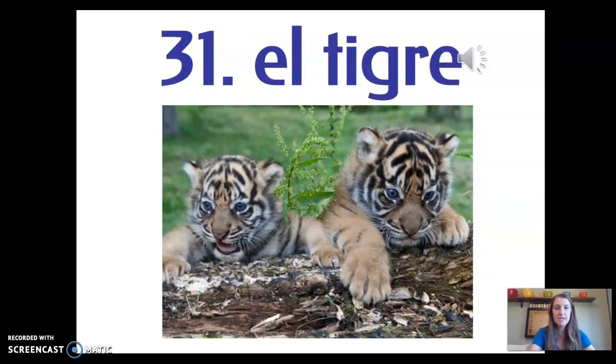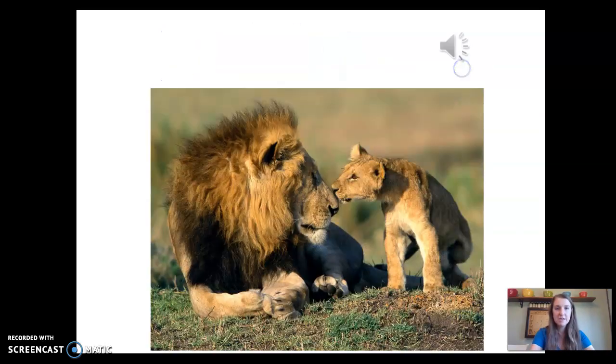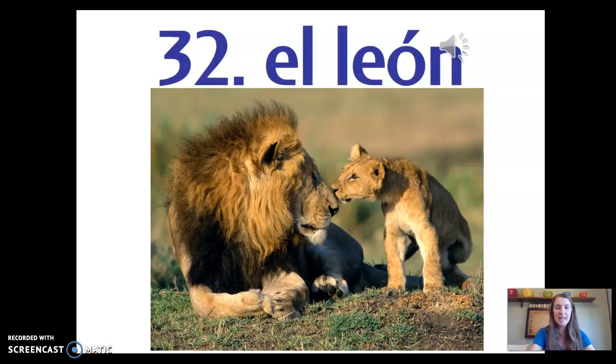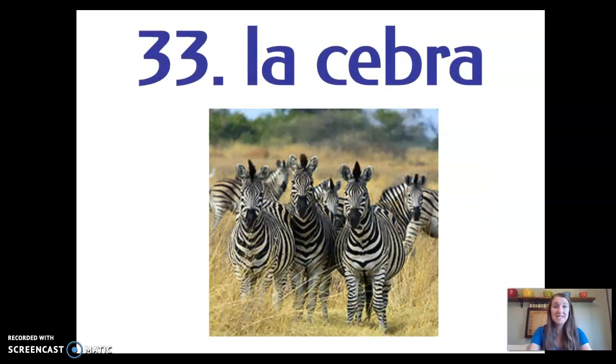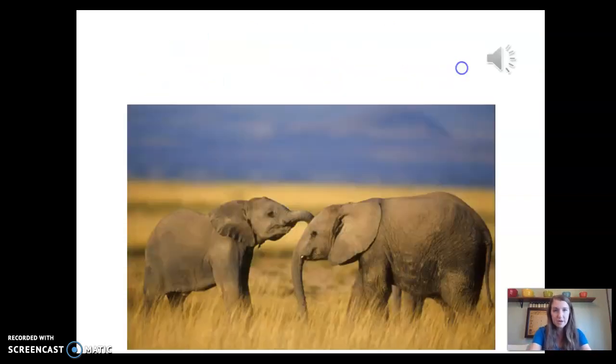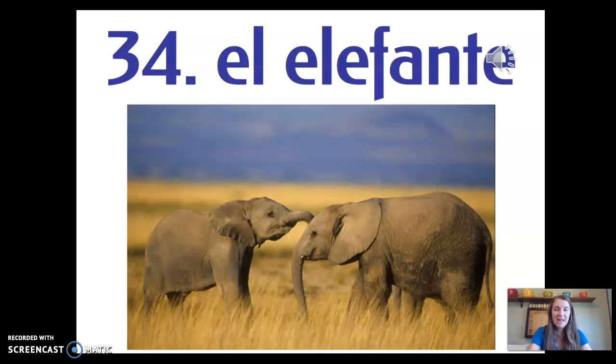All right, el tigre. Look at how cute they are. That's a tiger. El león is a lion. Lots of cognates. La cebra, zebra. El elefante. El elefante looks just like the English.